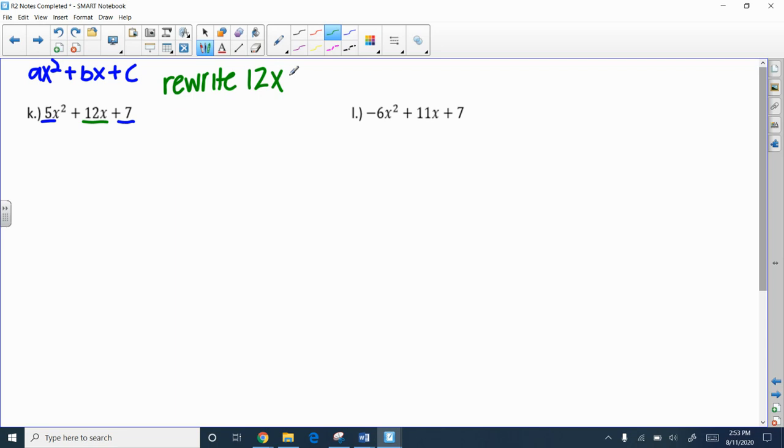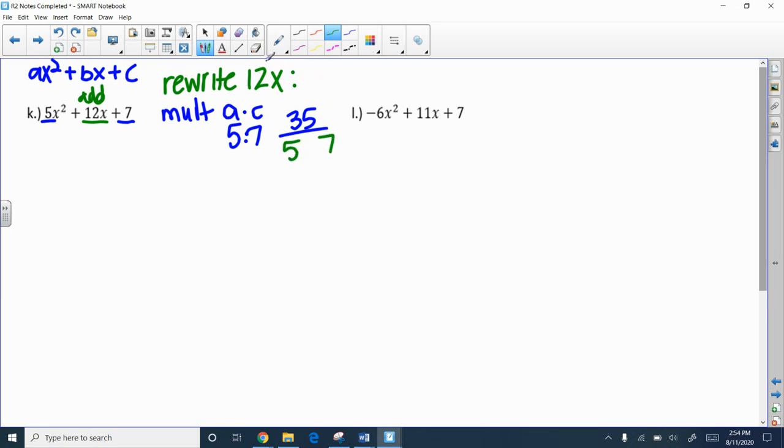We're going to be rewriting 12x as 2 separate numbers. So I'm looking for numbers that add up to 12x. However, they're going to multiply not just to c, but they're actually going to multiply to a times c. So in this case, they're going to multiply to 5 times 7, or 35. I'm looking for the 2 numbers that multiply to be 35, but add up to 12. In this case, it's fairly easy to figure out. The 2 numbers are going to be 5 and 7.